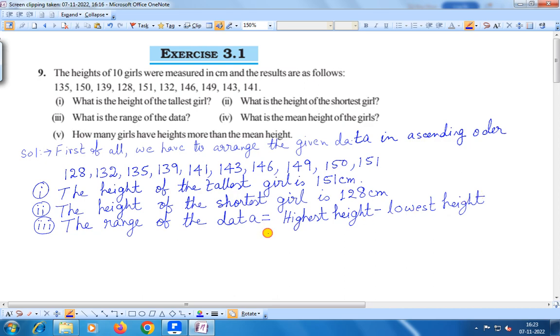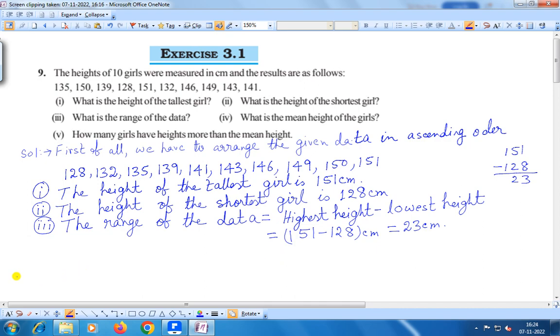Therefore, highest height is 151 minus lowest height is 128 centimeter, and that is equal to, if you subtract, 23 centimeter.